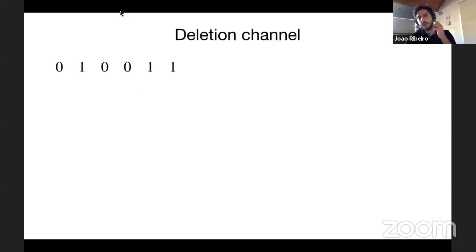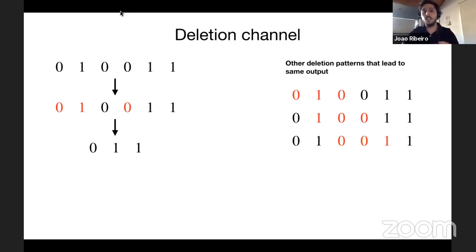Okay, so the starting point really is the deletion channel, which, if you're not familiar with it, is just a channel that takes as input an n-bit string and essentially deletes some bits. So what you see as the output is just a subsequence of your input string. These errors are notoriously difficult to handle because they're not memoryless, in the sense that you lose synchronization because you're not sure of the true indices of the bits that you see. For example, there are a lot of deletion patterns that could lead to the same output like this.